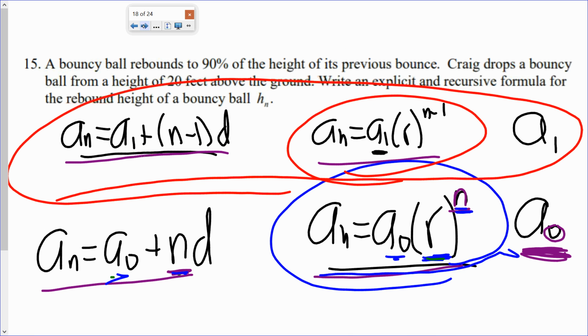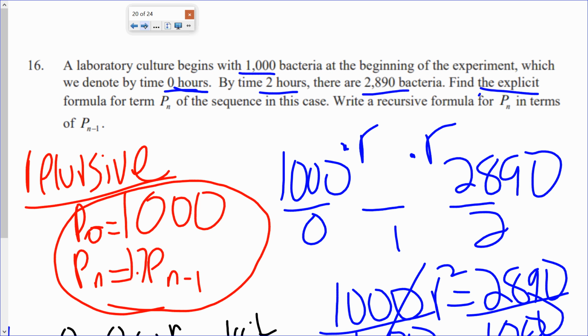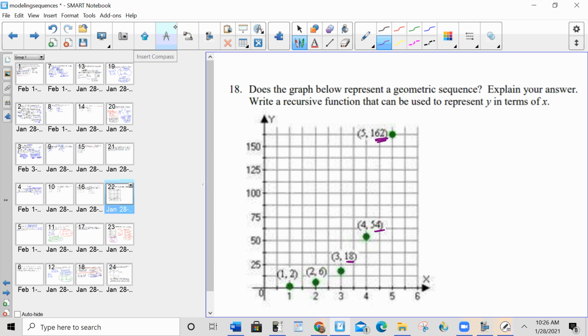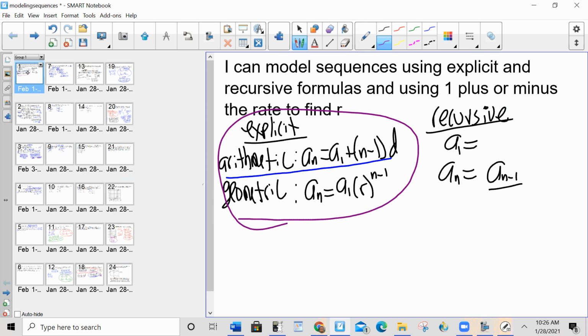Then we got into the whole A0 thing. If it's A0, again, the n minus 1 just becomes n. The recursive is not affected. And if it's a graph, you're basically just looking at the y values. Those are the terms of your sequence. This obviously needs to be practiced, and I hope everyone has a great day.